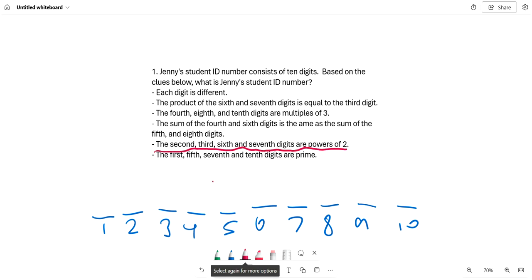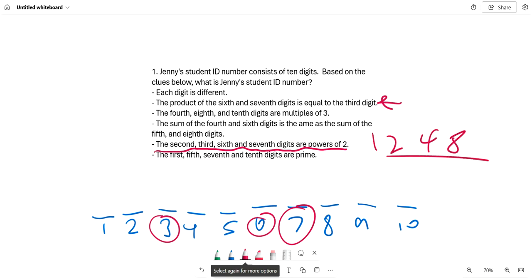So this condition tells us that the third, sixth, and seventh digits are powers of 2. But then if we look at this one, we also can see that the product of the sixth and seventh digits equals the third digit. And we know that the powers are 1, 2, 4, and 8. So of course, the only choice that satisfies this would be 2 times 4 equals 8. So we know that the third digit is 8.